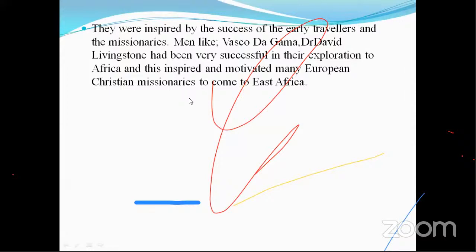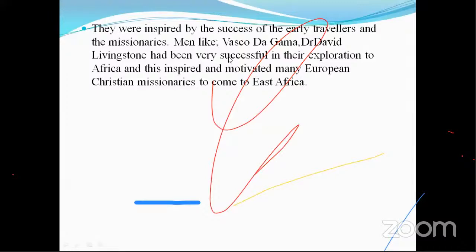They were inspired by the success of the early travelers and the missionaries. Men like Vasco da Gama and Dr. David Livingstone had been very successful in their exploration of Africa, and this inspired and motivated many European Christian missionaries to come to East Africa. So this reason is telling us that they were inspired by those that had visited Africa earlier. People like Vasco da Gama was in Africa, I think in 1400, around there. Dr. David Livingstone came as an explorer.